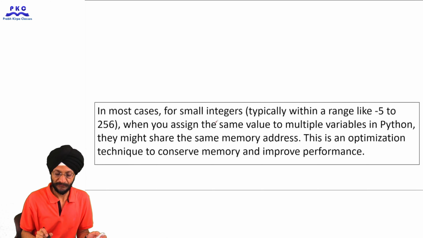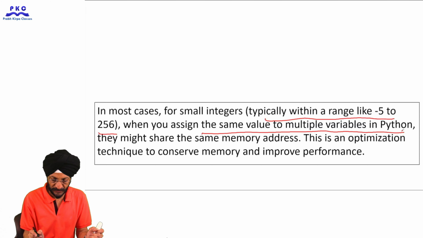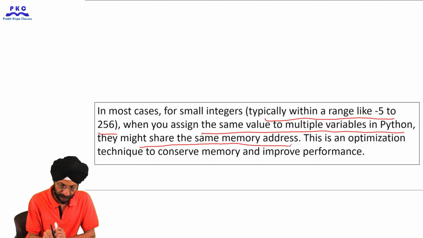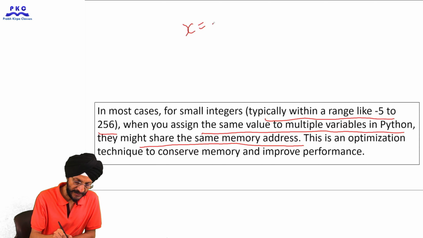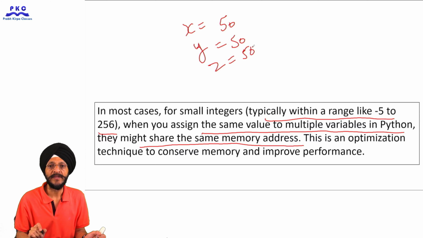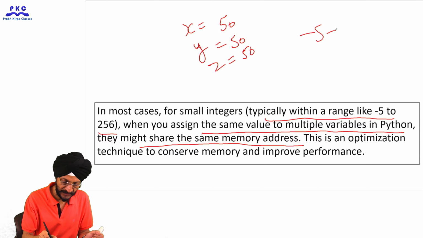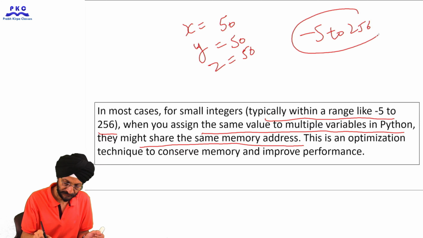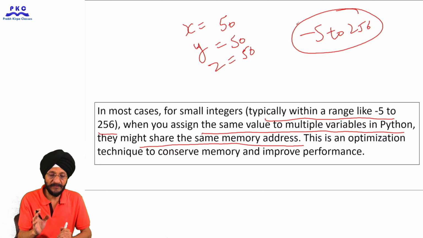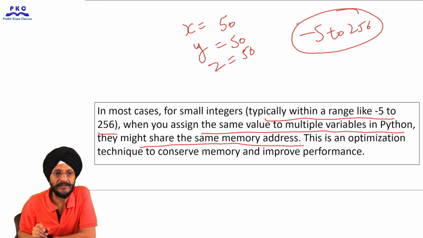In most cases, for small integers typically within a range of -5 to 256, when you assign the same value to multiple variables in Python, they might share the same memory address. It means that when we write x is 50, y is 50, z is 50, in most cases, in case of small integers within the range of -5 to 256, Python will assign the same value to the multiple variables.